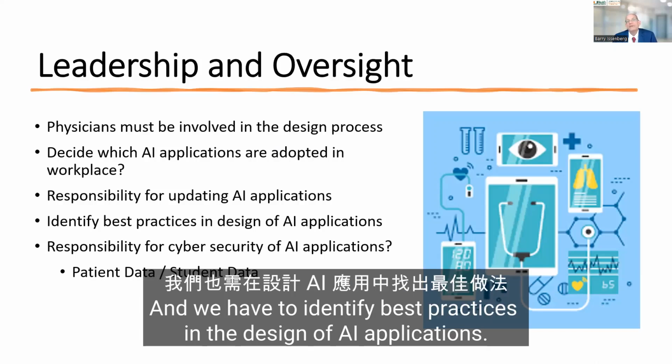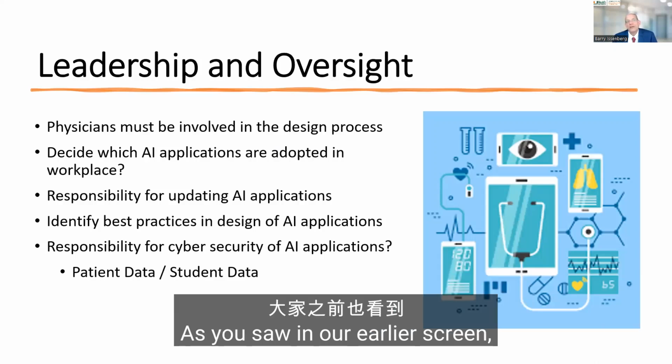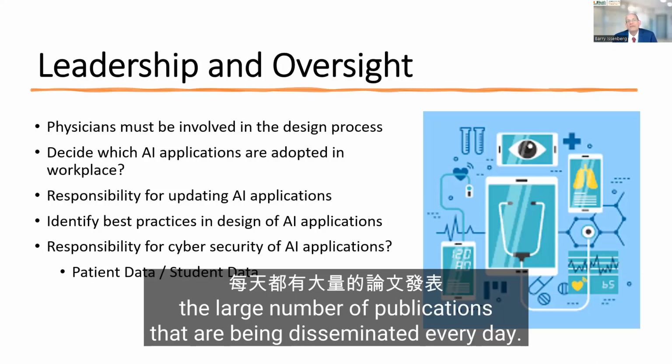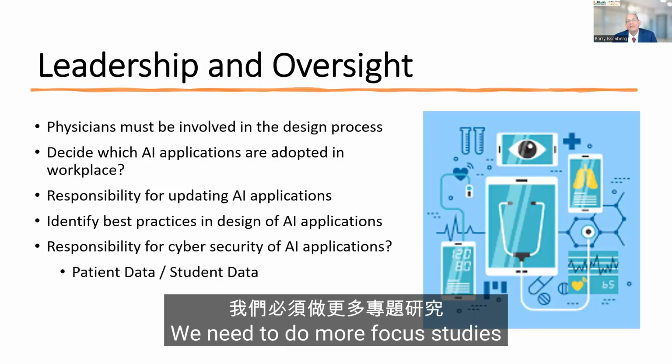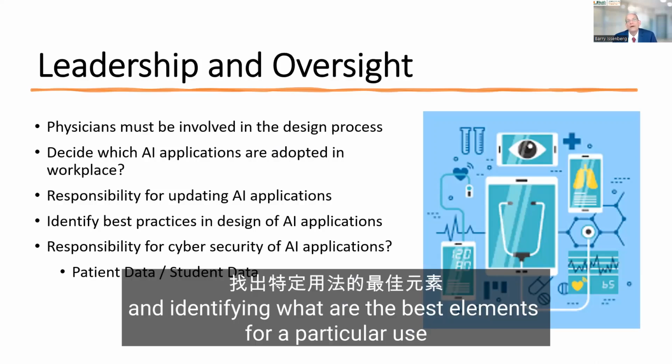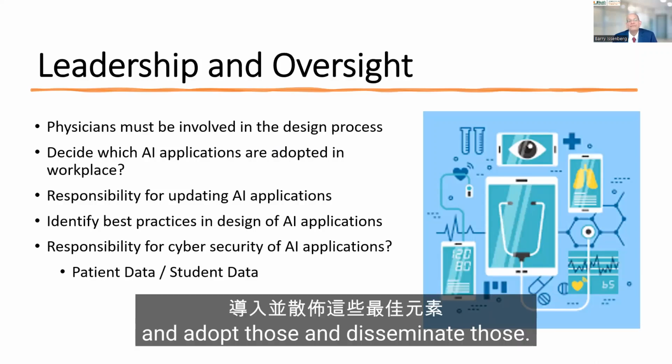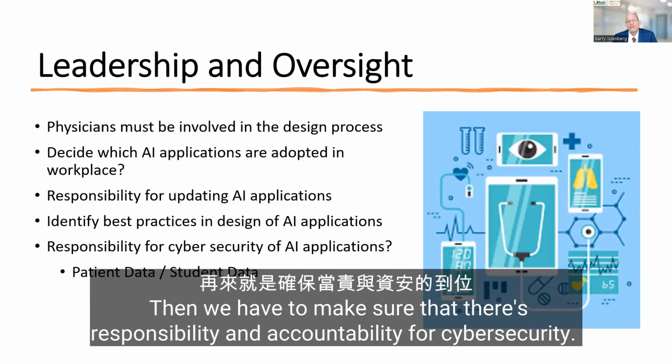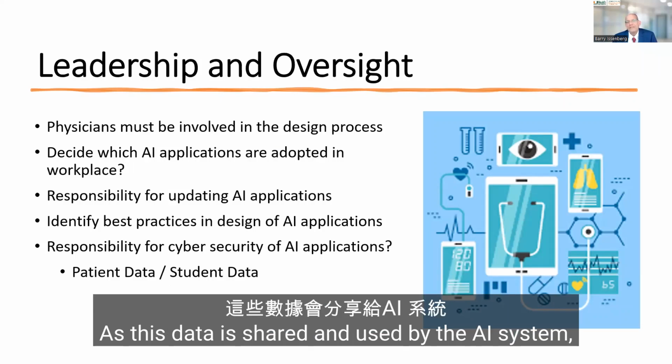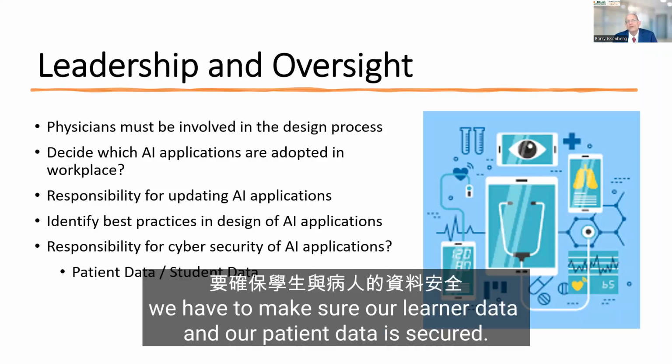And we have to identify best practices in the design of AI applications. As you saw in the earlier screen, the large number of publications that are being disseminated every day. We need to do more focused studies in identifying what are the best elements for a particular use and adopt those and disseminate those. And then we have to make sure that there's responsibility and accountability for cybersecurity. As this data is shared and used by the AI system, we have to make sure our learner data and our patient data is secured.